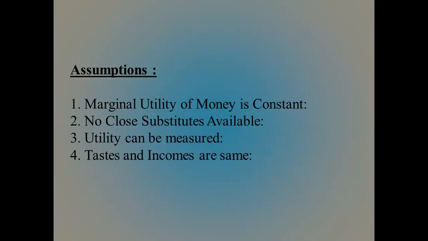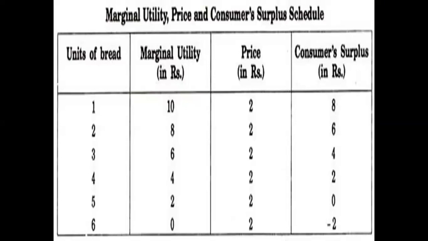So what are the assumptions? As we know, there are always assumptions in economic theories. The first assumption is that the marginal utility of money is constant, no close substitute is available, and utility can be measured. And the final assumption is that tastes and incomes are the same. Based on these assumptions, we will see an example of consumer surplus.